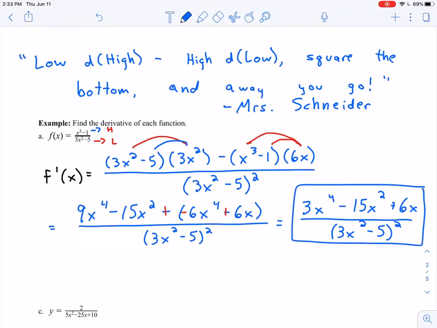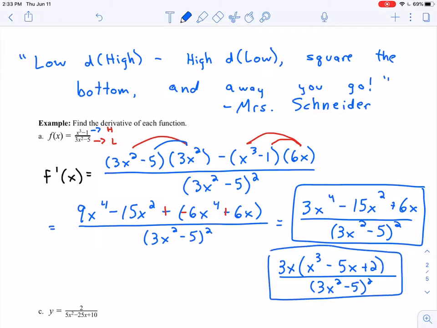If you wanted to, I'm looking at that numerator right now, I do see a common factor of 3x. So I guess if you wanted to, you could say 3x times, that would leave me with x cubed minus 5x plus 2 divided by 3x squared minus 5 quantity squared. We could write it like that as well. But to be honest, I always think that the quotient rule problems are long enough. Unless you gain anything substantial by factoring, I'm generally not going to worry about it. So especially for a problem like this where all we want to do is find the derivative, I probably won't worry so much about factoring.